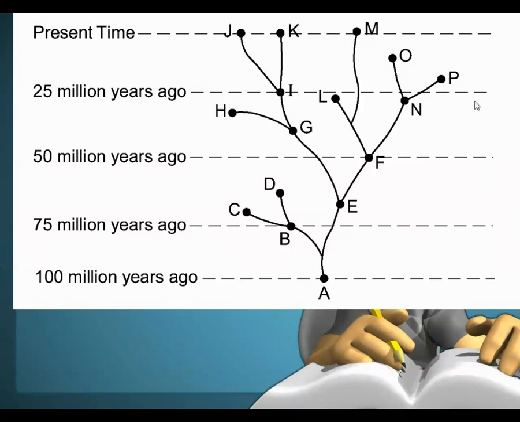You might be asked a question: which two organisms are more closely related, O and P or P and M? And you would say O and P because they share a more recent common ancestor. P and M are related because they share F, but that happened a longer time ago. But N, it happened more recently, so O and P are more closely related.